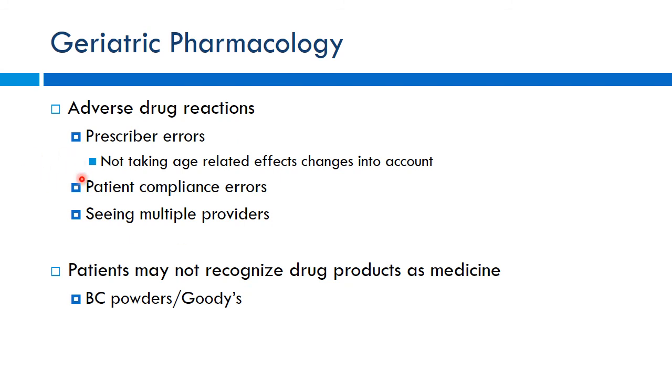Okay, you can also have prescriber errors, so make sure that you take into account their organ function over time. If their liver function is taking a hit, if their renal function is taking a hit, you have to assess for that over time. You can't just start them on a drug and leave them on it for the rest of their lives. You always have to go back and reassess your work. Patient compliance errors can be an issue, especially if their mental faculties are declining and they're not really able to understand the instructions very well.